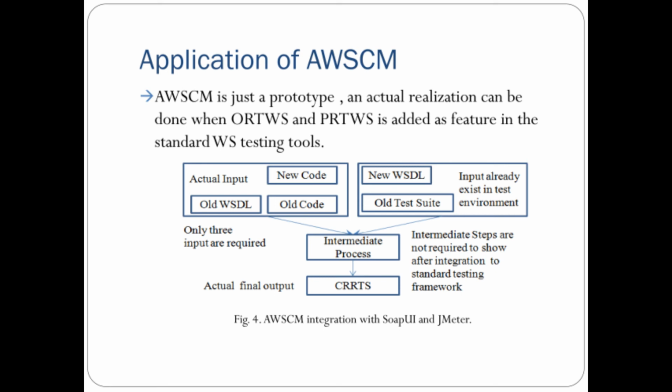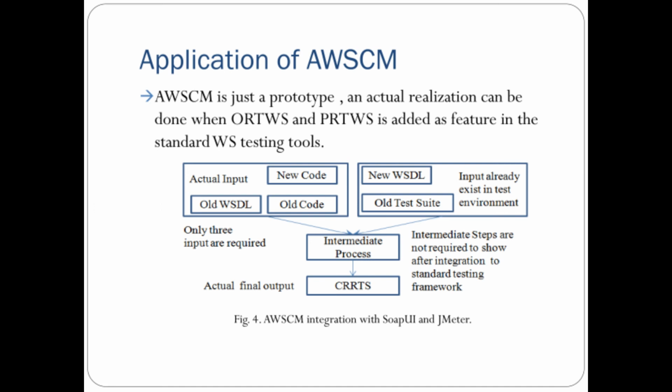Then only three inputs are actually required. What are the three inputs? New code, old WSDL, and old code. Because we already have the new WSDL and the old test suite in the testing environment, we can have an intermediate process like we had discussed in too much detail.